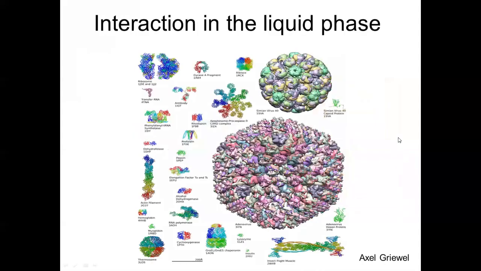So these are interactions in a liquid phase. We can see the different types of things in the body that we have. We can see, for example, this is actin fibers within the body, which help hold things together. We can see what transfer RNA looks like, ribosomes, etc. So these are different formations, and we can see the tremendous complexity of these materials.